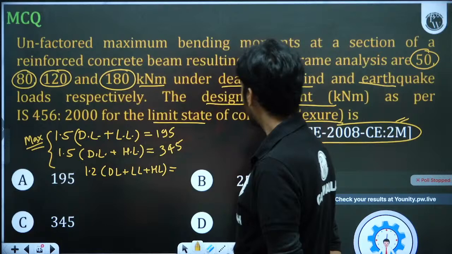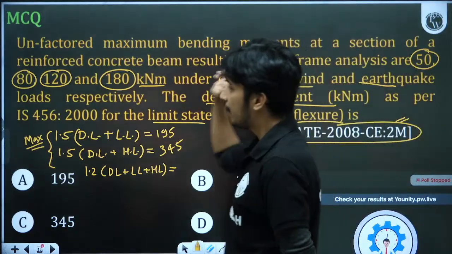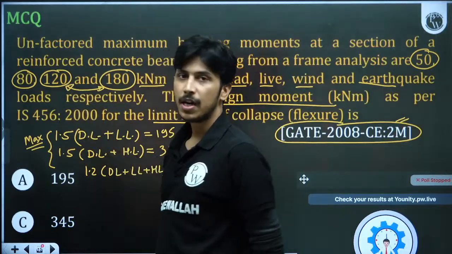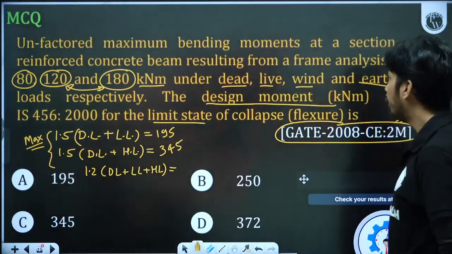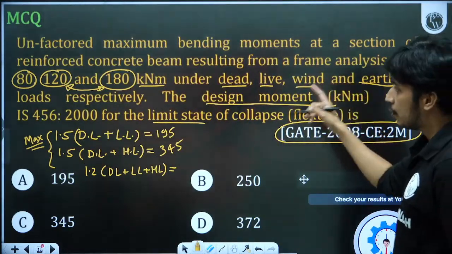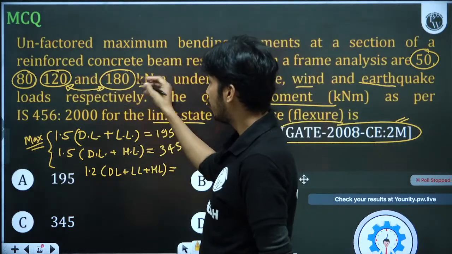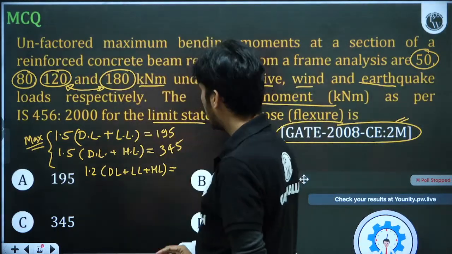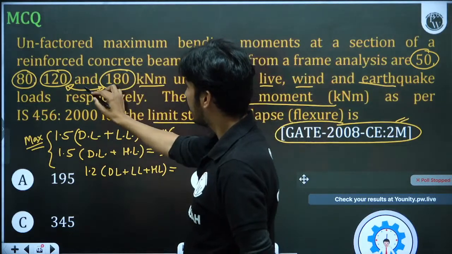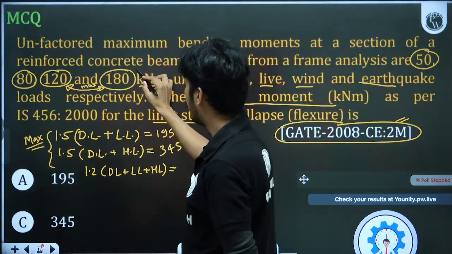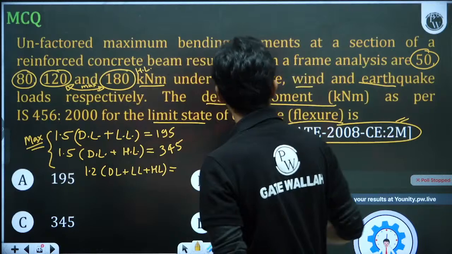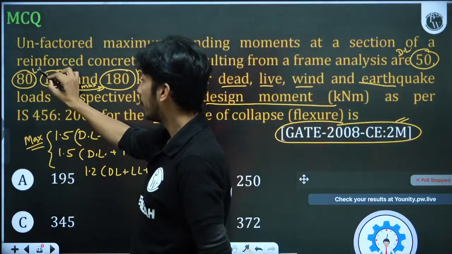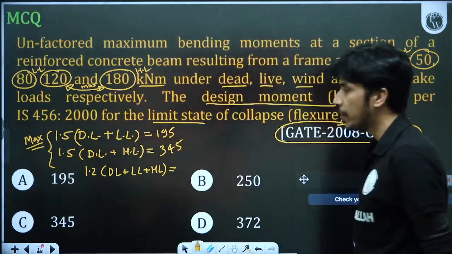And for all the 3 loads, dead load 50, live load 80, and the horizontal load is the maximum of wind load and earthquake load. So we will take the maximum of these 2 values, and the maximum value is 180. So horizontal load is actually 180, not 120. It will be the maximum of 120 and 180.